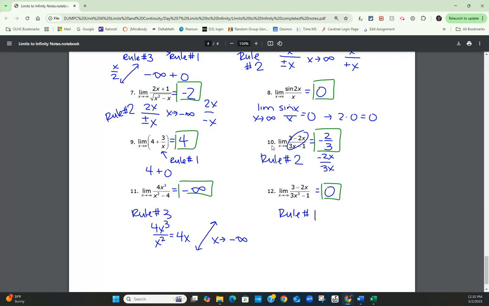Number 10, this is a rule 2. Everything's not always in order, so you're looking at the negative 2x over the positive 3x, so the degrees are equal, and that part simplifies to negative 2/3, and that's your limit.